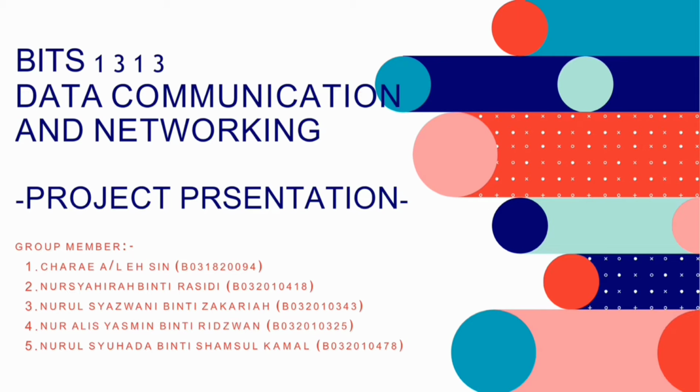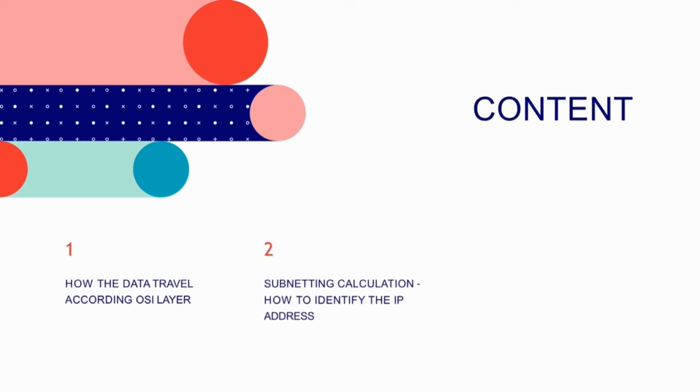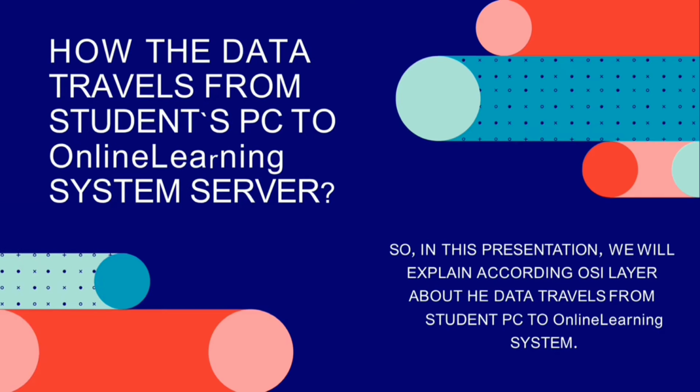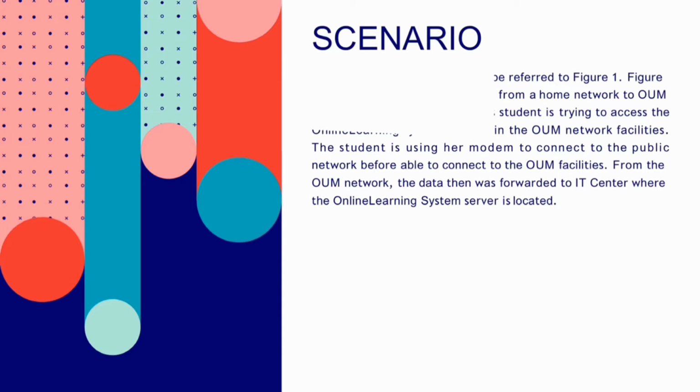Today our group will present our project. For the content, there are three parts. First is how the data travels according to the OSI layers. For the second, subnetting calculation, how to identify the IP address. For the third, TCP/IP configuration, from a student PC to the online learning system server scenario.